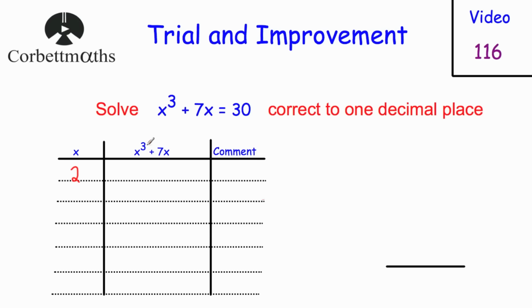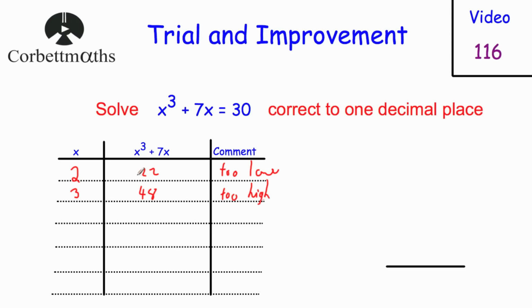So getting our calculator and doing 2 cubed plus 7 times 2 is equal to 22. So that's too low. We wanted 30, so 22 is too low. Next, well, we've tried 2, let's try 3. So on our calculator, we'll type in 3 cubed plus 7 times 3. And that gives us an answer of 48. But we wanted 30, so that's too high.